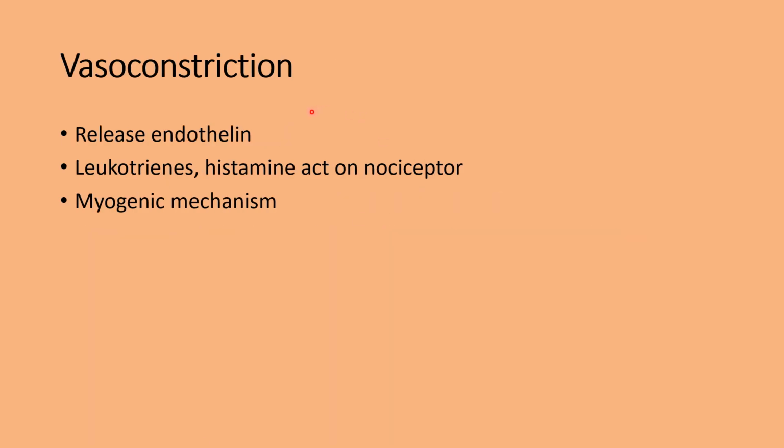The first step of hemostasis is vasoconstriction. That is mainly due to the release of endothelin from the endothelial cells, which produces vasoconstriction. Inflammatory mediators like leukotriene and histamine act on the nociceptors, which also produces vasoconstriction. And by the myogenic mechanism, during injury the stretching of the smooth muscles produces vasoconstriction.